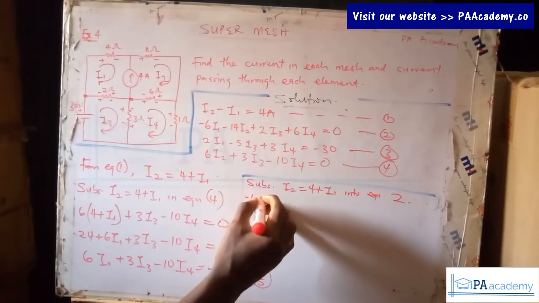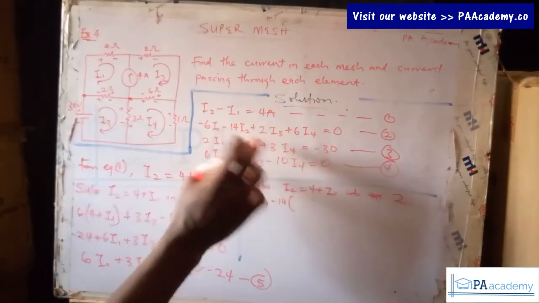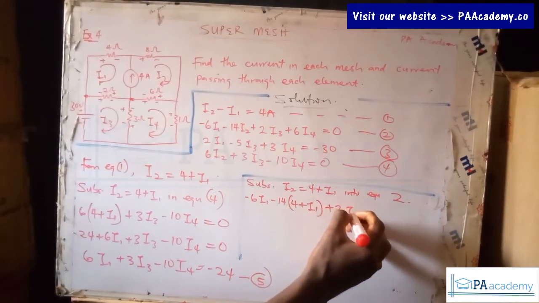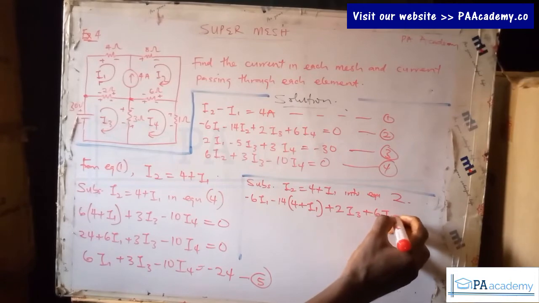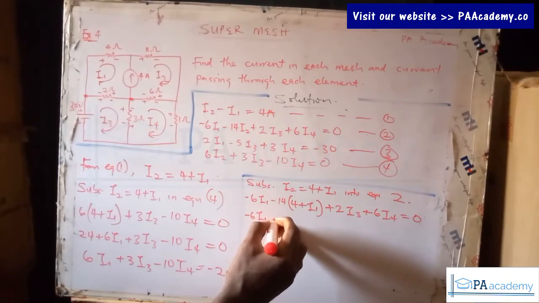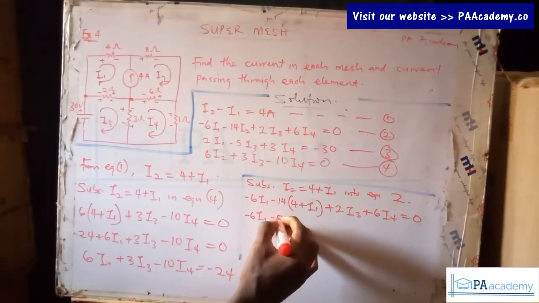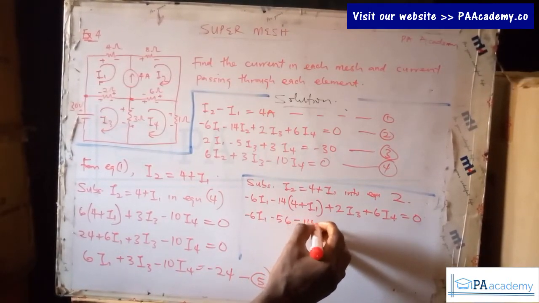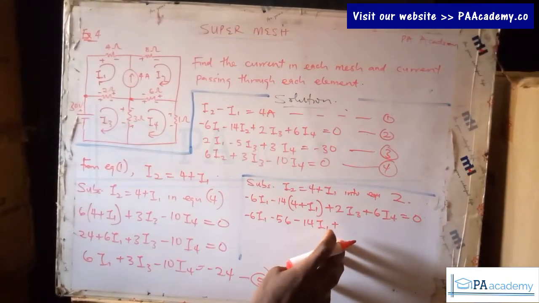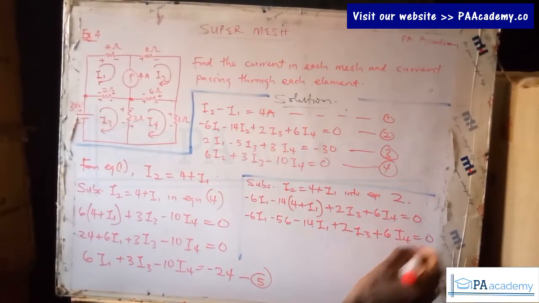So we are going to have minus 6I1 minus 14 into brackets. Now instead of I2, we put this value 4 plus I1, plus 2I3 plus 6I4 equals 0. So that is minus 6I1, and then minus, 14 multiplied by 4 gives us 56, so minus 56, then minus 14I1. If you are still following, please give the video a thumbs up so I know you are still following at this point. Then plus 2I3 plus 6I4 equals 0.